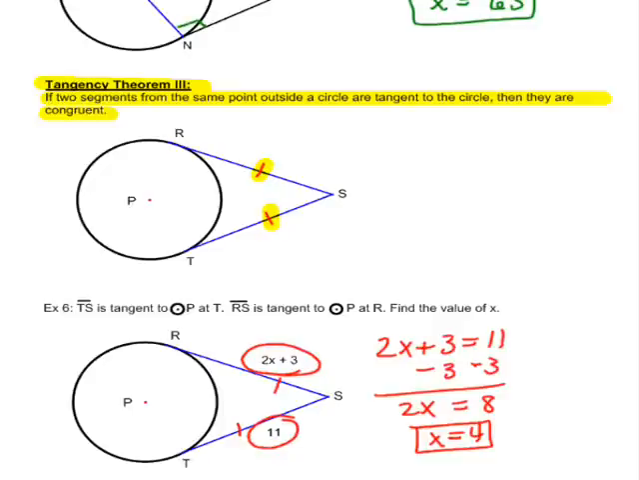Now you can see how easy it is just by knowing that it makes right angles and that these two tangent lines are congruent to each other. You know how easy it is to solve problems. That's the end of the lesson.